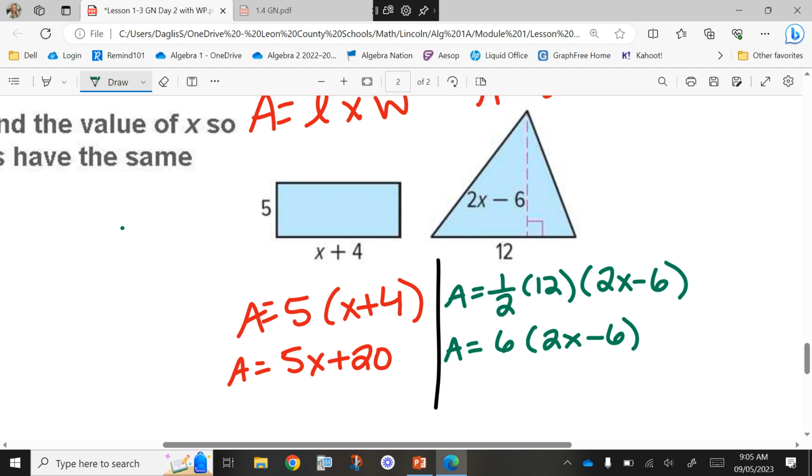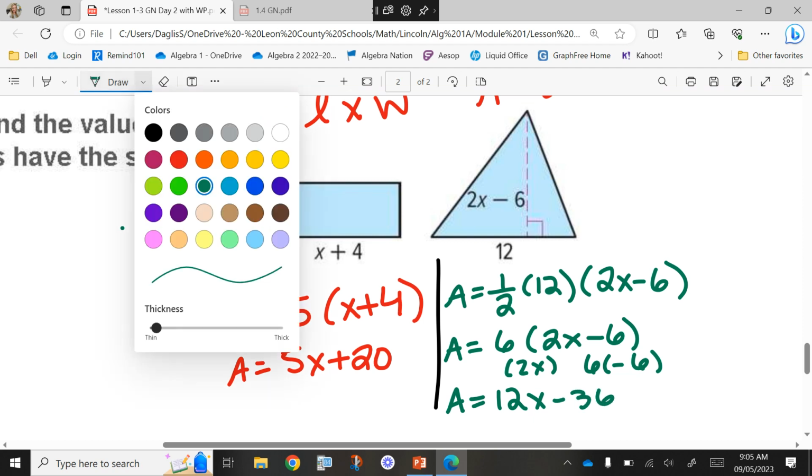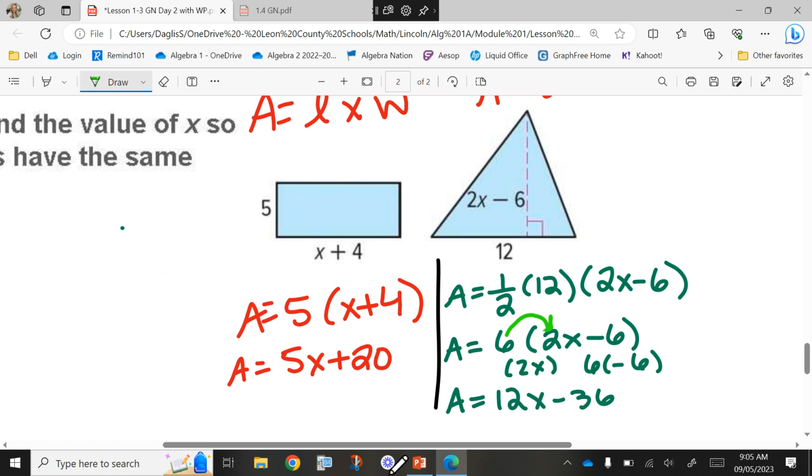Now it looks a lot like the one we just did. We're going to have to distribute that 6 and multiply. What is 6 times 2x? 12x. Good. And then what is 6 times negative 6? Negative 36. So for my visual friends, we did 6 times 2x to get 12x, and then we took 6 and multiplied it by negative 6 to get negative 36.